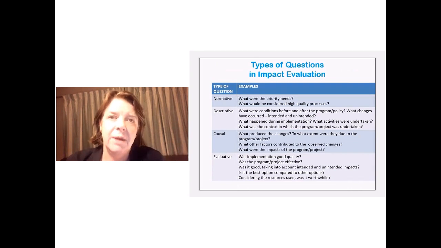And that means that you're not just going to be interested in the average effect. You're going to be particularly interested in what's happening for the most disadvantaged. So normative questions are often implied in an evaluation question, and how you go about answering those is quite different.